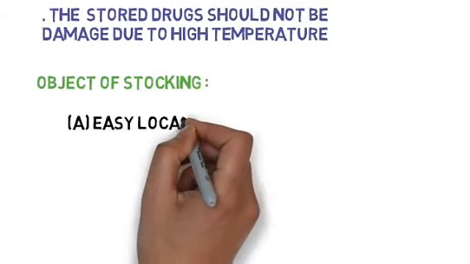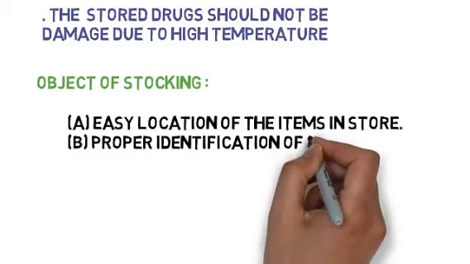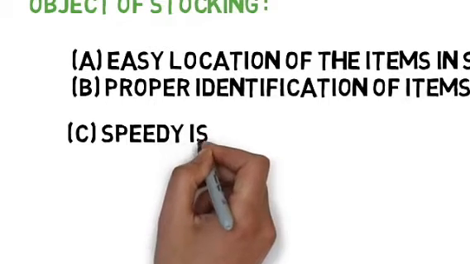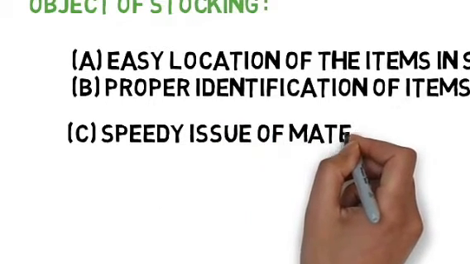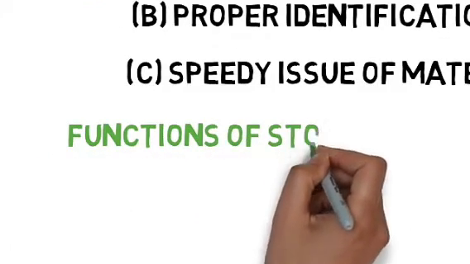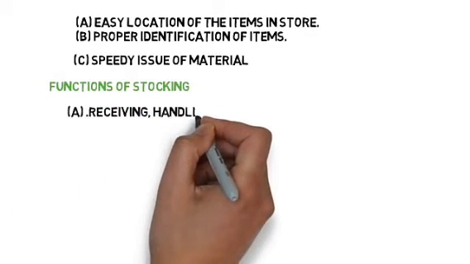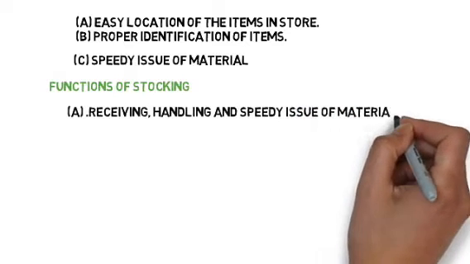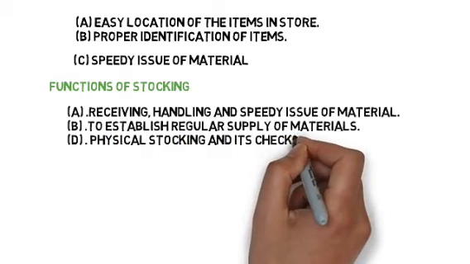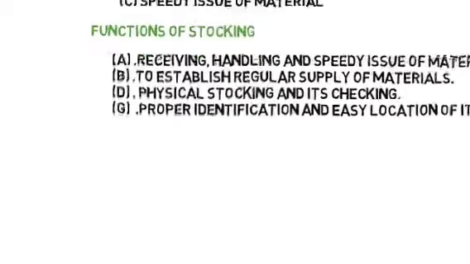We will discuss objectives of stocking. First one, easy location of the items in the store. Second, proper identification of items. Next, C is speedy issue of material. We will discuss functions of stocking. In that, A, receiving, handling, and speedy issue of material. B, to establish the regular supply of material. C, physical stocking and its checking. D, proper identification and easy location of items.